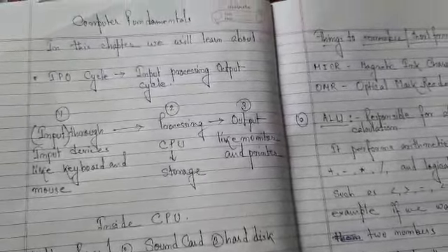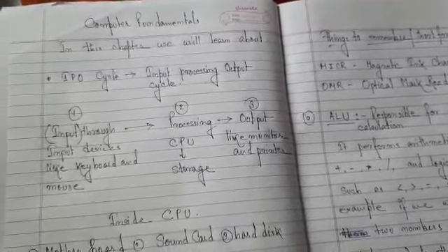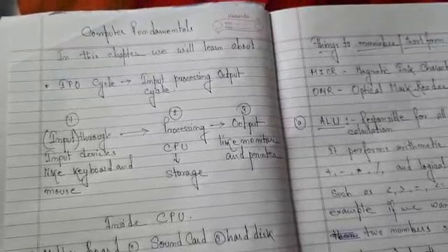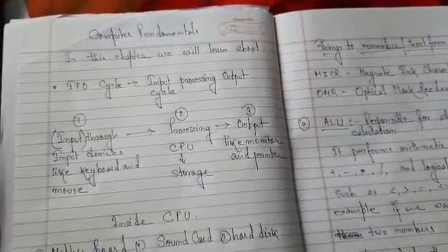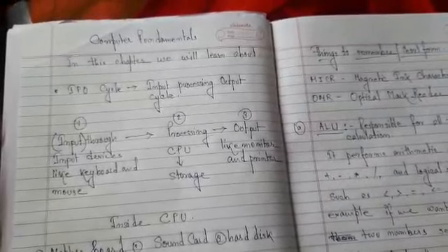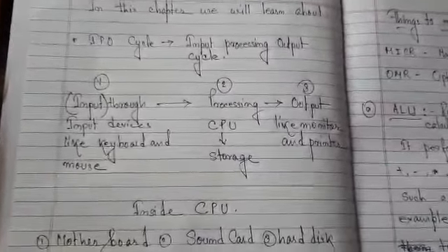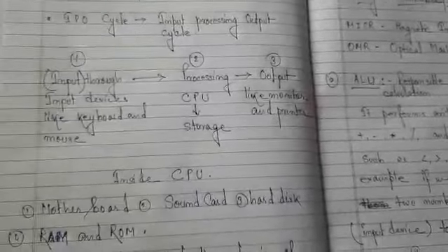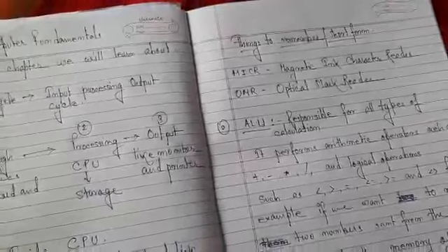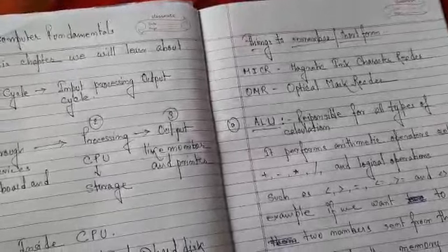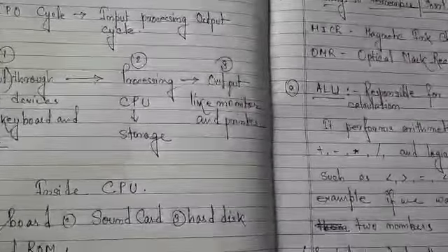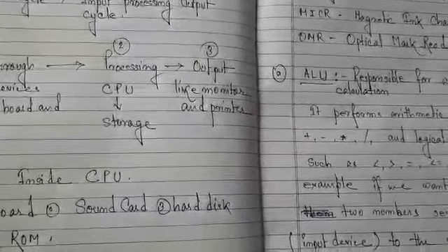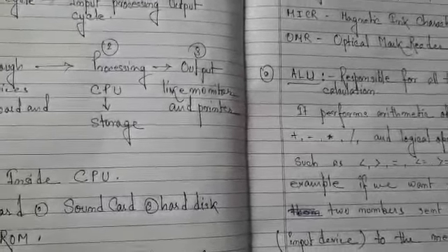First, input devices, we input several things through keyboard and mouse. Then it goes to the CPU. You can see number 2, where the CPU starts processing. Next, 3, that is output, and we get the results from output, like from monitor or from printer.